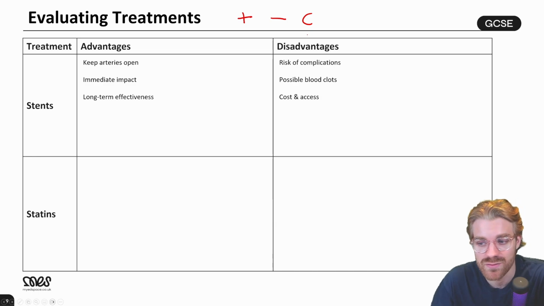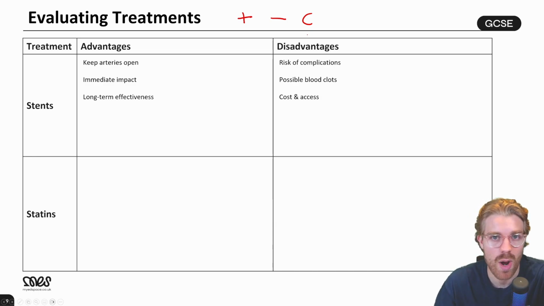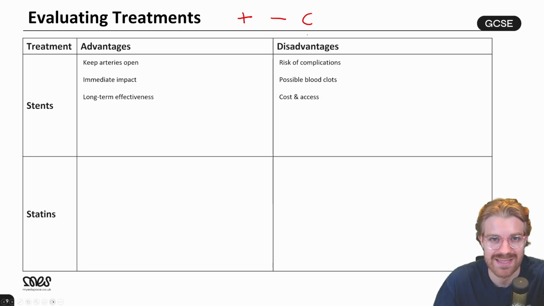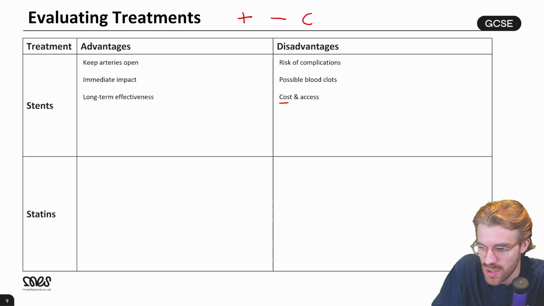There's a big risk of complications. It requires surgery. The surgery is quite delicate. There's a chance of that surgery going wrong. There is a possibility of blood clots, and blood clots might then further restrict the blood flow. And there is issues with cost and access. The surgery is costly, that means less people can receive that surgery potentially. Now, a really common argument that people use in evaluate questions is around this idea of cost.